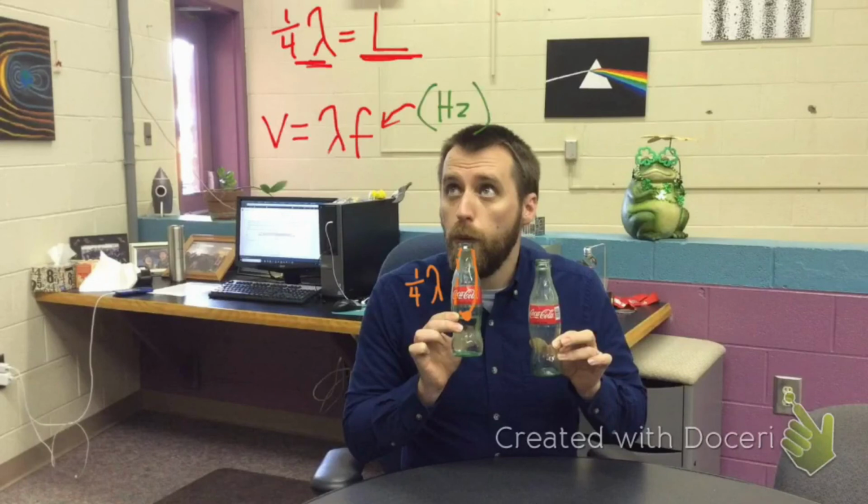But it's still going to be 1/4 of a wavelength in order to fit a resonant wave inside of this bottle. Now, the exact same equations still apply. However, if my length of the bottle is lower, that means my wavelength has to be lower. But the speed of sound is still exactly the same. So if my wavelength is lower, the frequency is going to have to be higher. With a higher frequency in hertz, you hear a higher pitch.